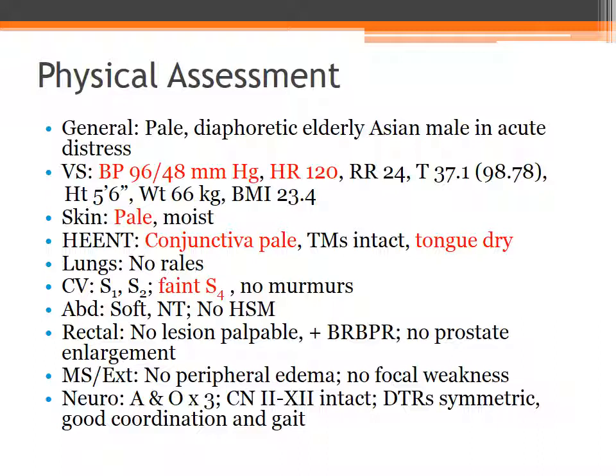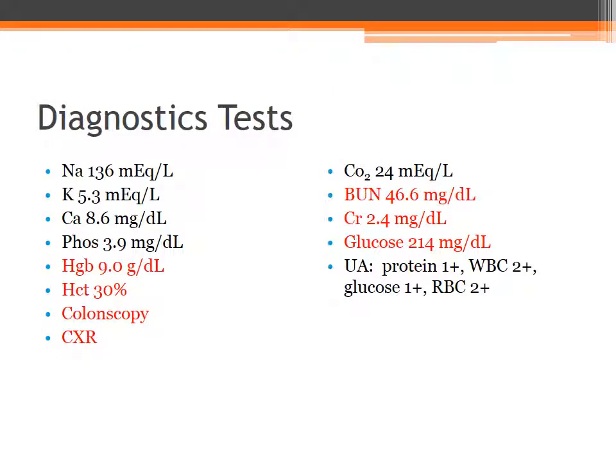The bright red blood per rectum is a red flag that requires further assessment. As far as diagnostic tests, you can see that the red lab values are all over the place. It should not come as a surprise that the hemoglobin and hematocrit levels are low, and this is due to the rectal bleeding. However, due to the hypovolemia, the BUN has elevated and is highly concentrated. This indicates that the patient is severely dehydrated.